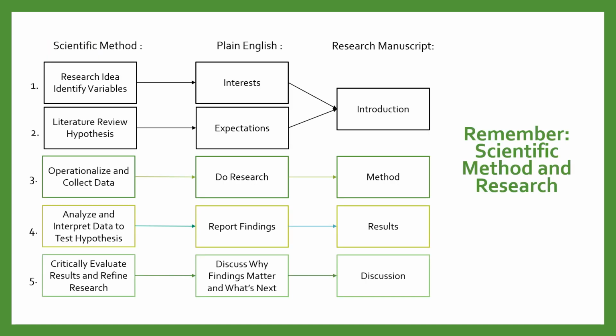So when we think about the scientific method and the process of writing a research manuscript and doing research, we are really focused on this section right here, section 4. We are looking at how researchers, after they have their data and have collected their results, report those, and how they interpret their test hypotheses and whether or not they were supported by the research. So we're really focused right now on looking at the results of research.